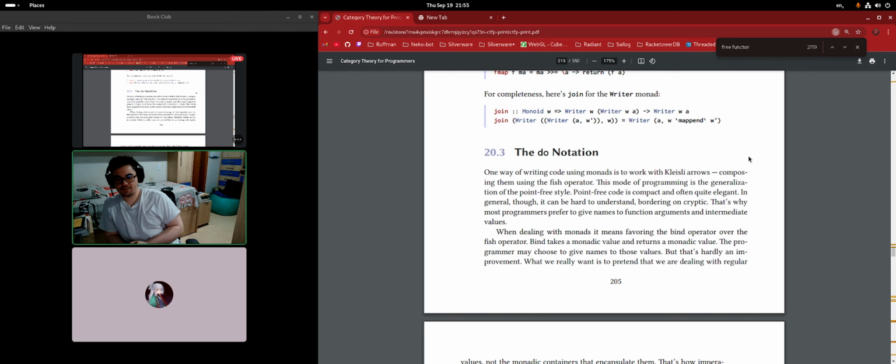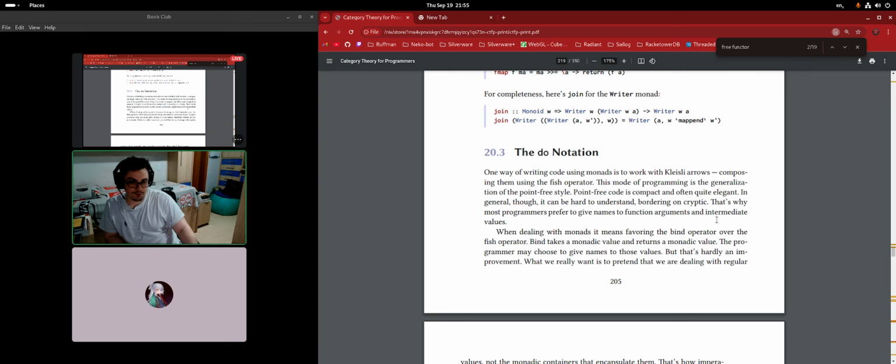Wait, repeat the conditions, if you don't have what? If you can't take multiple values and return multiple values from each call. Okay, I see. Yeah, point-free style gets really messy. That's very true. I've been there.